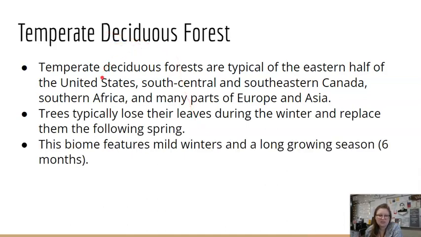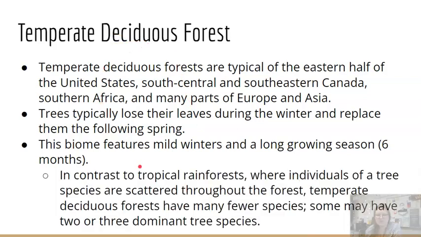That's what deciduous means. This biome features mild winters and a long growing season, so 6 months. In contrast to tropical rainforests, where individuals of a tree species are scattered throughout the forest, temperate deciduous forests have many fewer species. Some may have 2 or 3 dominant tree species.